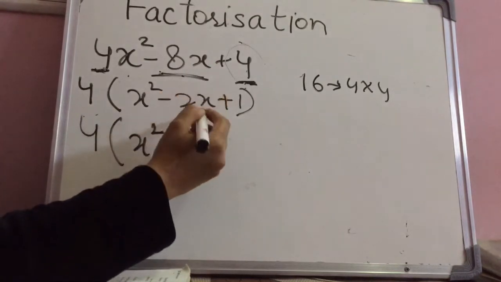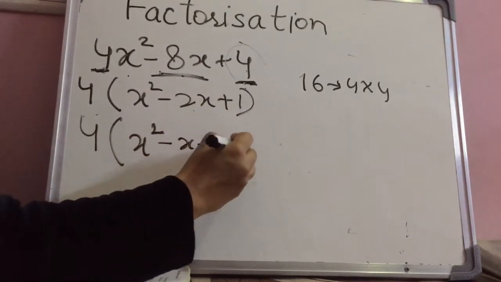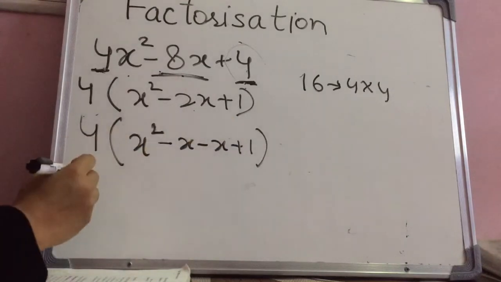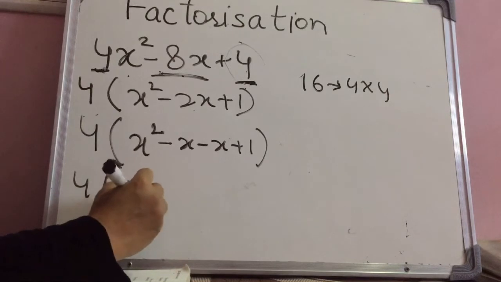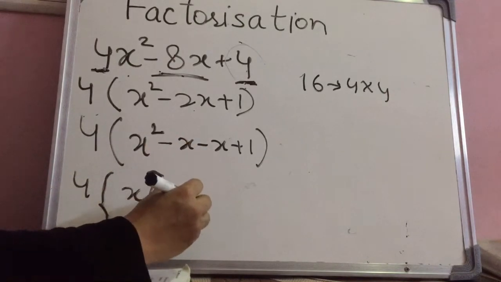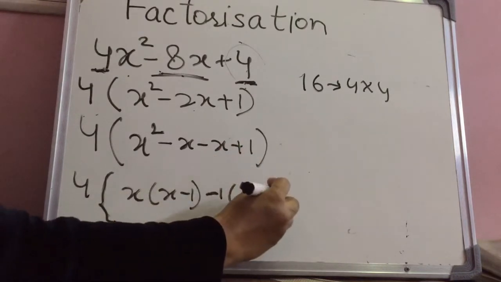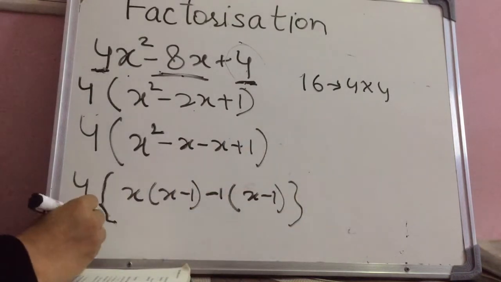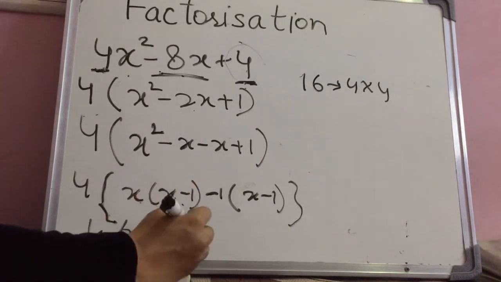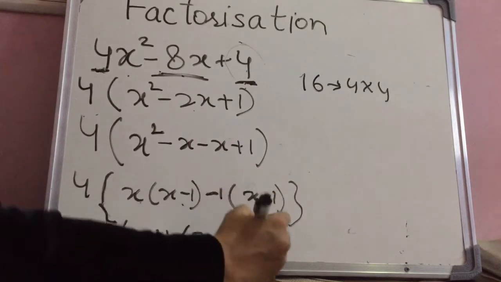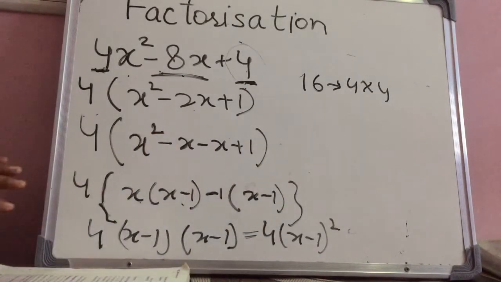X square, splitting this, factors of 1 will be 1. So minus x minus x plus 1. This is how we will split it. x will be common from this, x minus 1, and minus 1 will be taken common from these two terms. It will be x minus 1. Now 4 outside the bracket and x minus 1 in one bracket taking common from here and x minus 1 from the other bracket. We get 4 times x minus 1 whole square. You can do it both ways.